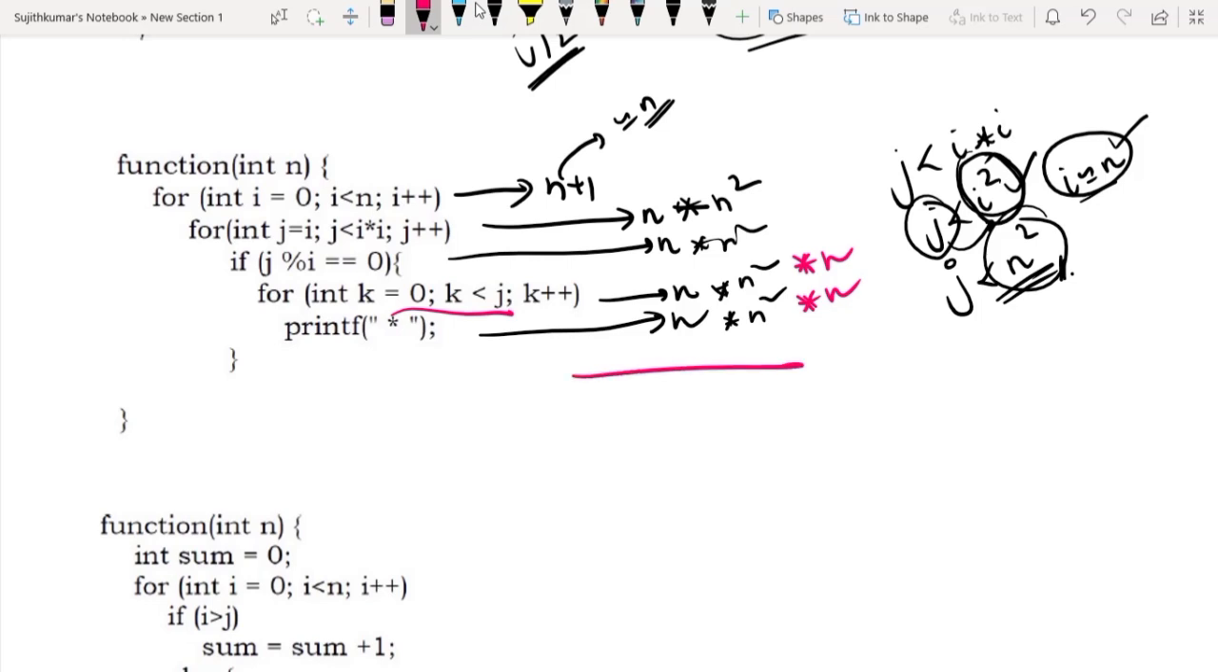Okay, and if I finally add this up, I'll get O(n^4), right? If I'm not wrong, n into n square. So yes, I'm getting O(n^4). That is the total iteration count for this particular question. I hope I'm not wrong.